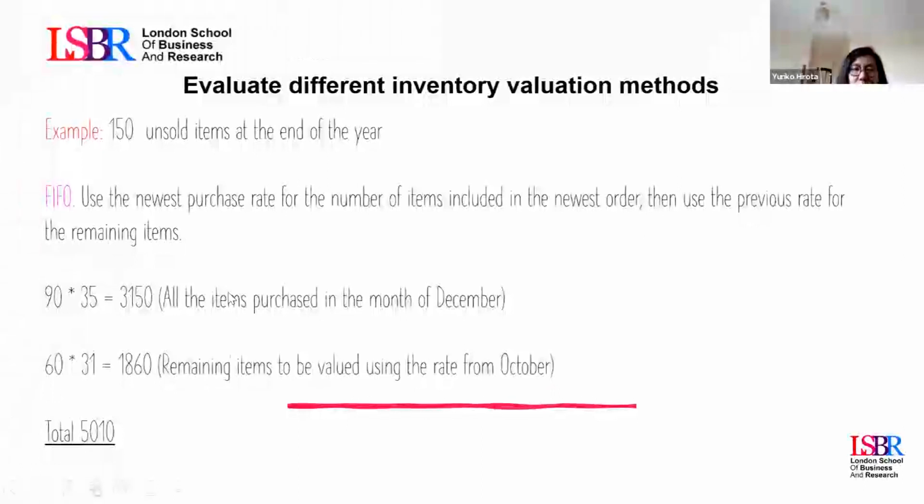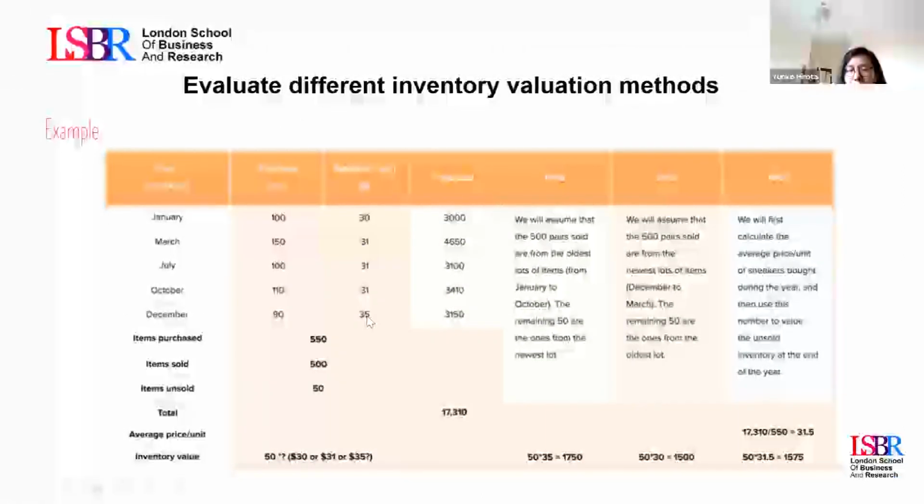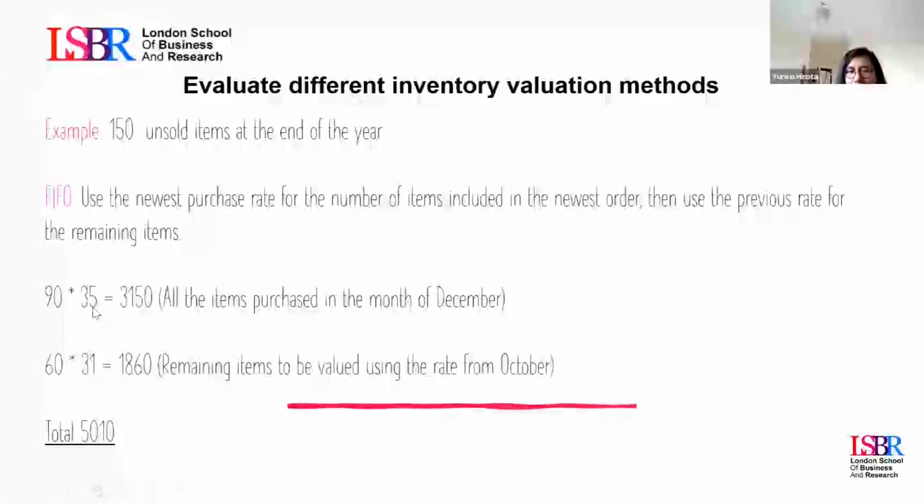we will take 90 pairs of shoes, and the cost will be 35. And because we need to complete this amount, we will need to take the next pairs of shoes from the purchase that we made in October. So 90 will be at the price of 35, and the rest, the 60, we will use the price of 31. So the valuation of our inventory will change. The total valuation of our inventory under this condition will be 5,010, because we have two different prices.